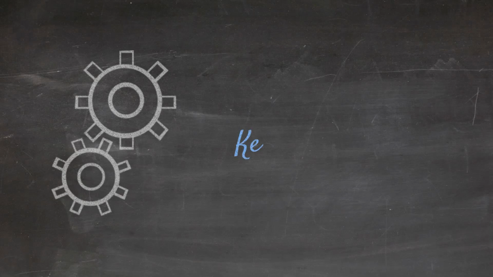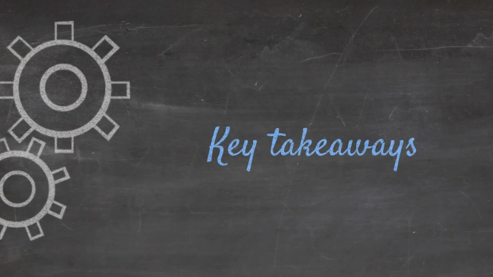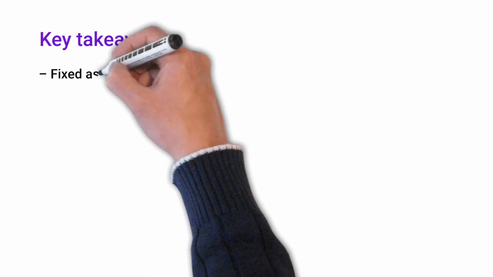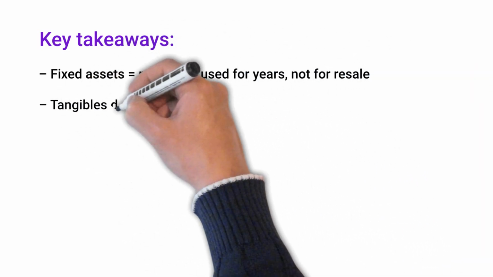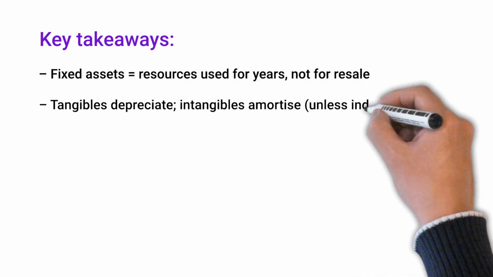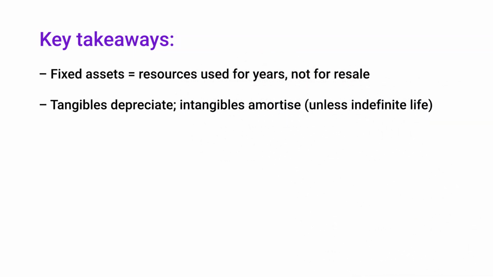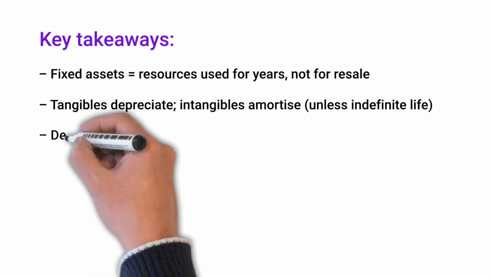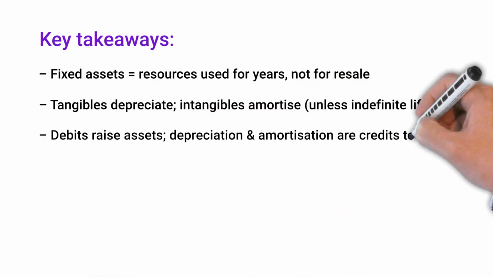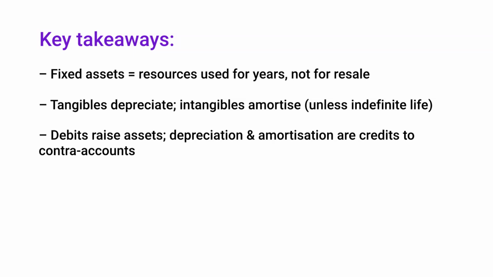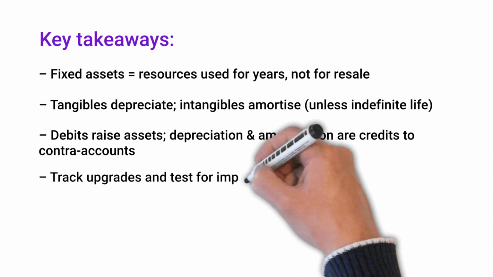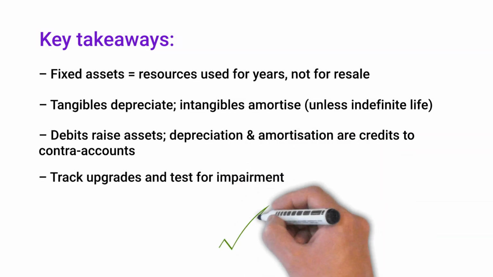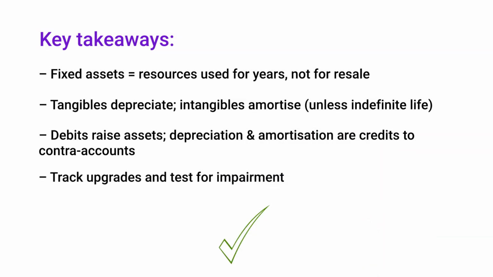Okay, we have briefly run through the topic of fixed assets. Let's summarize it. Fixed assets mean resources used for years, not for resale. Tangible fixed assets depreciate, intangible fixed assets amortize, unless they have indefinite life. Debits raise assets. Depreciation and amortization are credits to contra accounts. Track upgrades and test for impairment to make sure that you properly reflect the value of the asset on your balance sheet. Congrats, fixed asset accounting no longer sounds like heavy machinery.